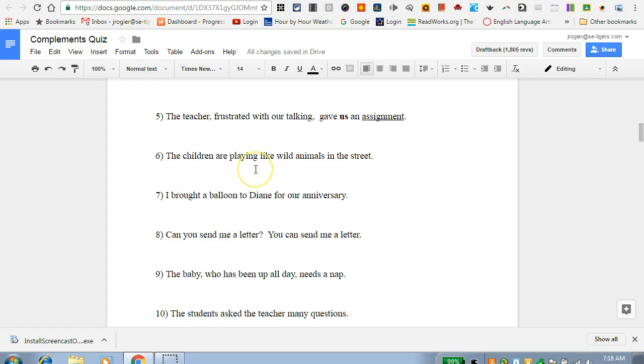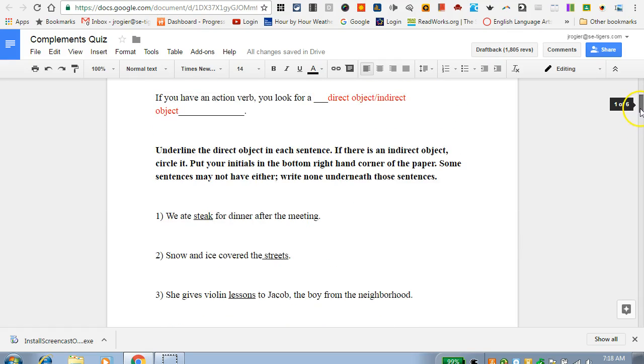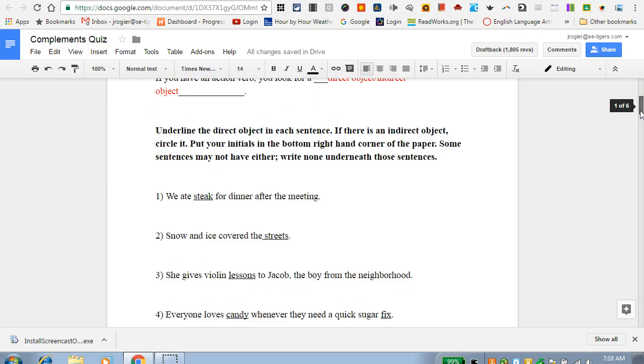The children are playing like wild animals in the street. The children are playing. Whom or what are they playing? Well, you can say like wild animals, but that's telling how they're playing. You do not have anything in that sentence. So number 6 would be one where you would write nothing. Or in the directions, I think I said to write none.